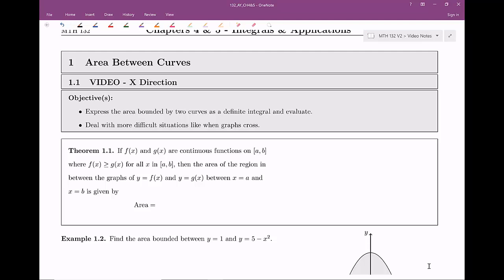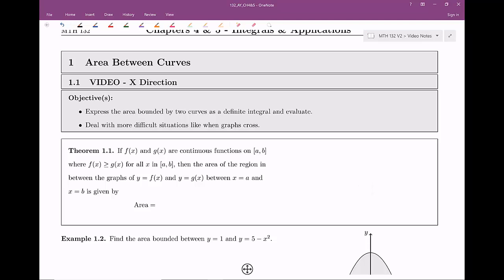Okay, so in this video though, our objectives are to express the area bounded by two curves as a definite integral, right? So instead of just one curve and the x-axis, we'll be able to do two curves. And then also we're going to deal with more difficult situations, like when graphs cross and things like this. So before we get to that though, let's start with the basics here.